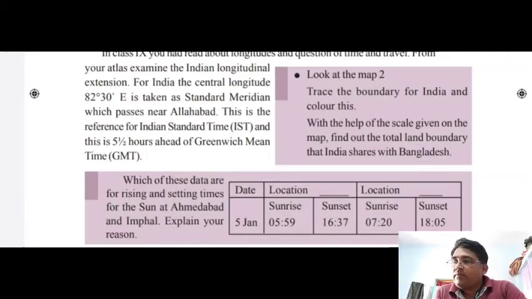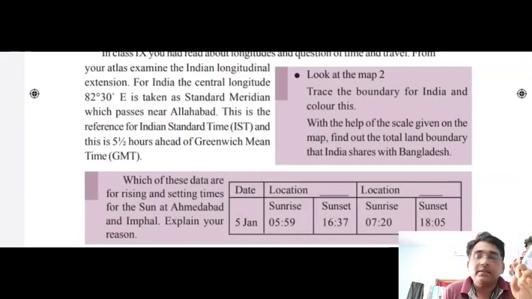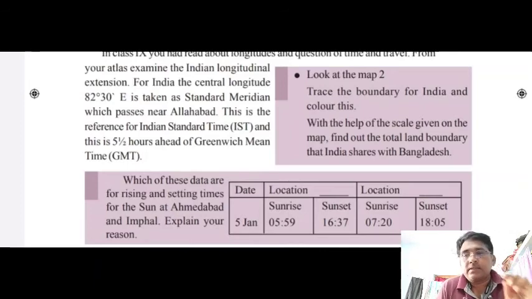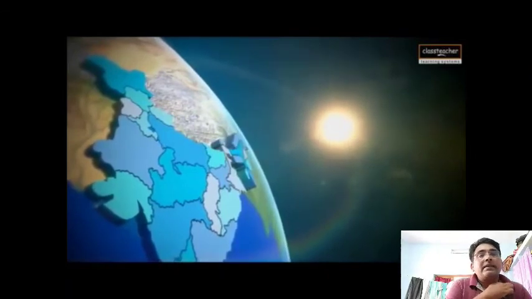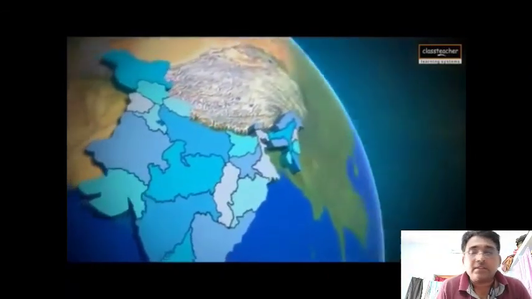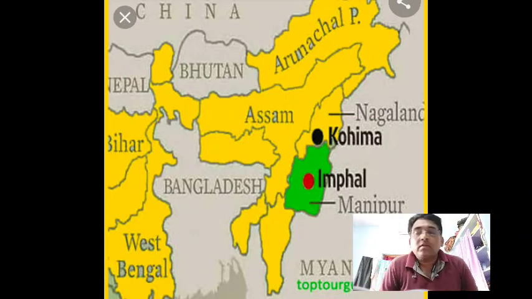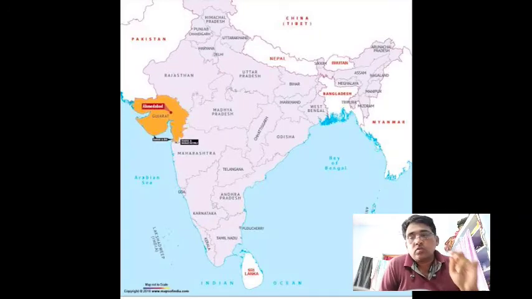The first timing shows sunrise at 5:59 a.m. and sunset at 16:37. And the second timing shows sunrise at 7:20 a.m. and sunset at 18:05. 18:05 means 6:05 in the evening. We discussed earlier that sunrise and sunset in eastern states happen earlier than in western states. Imphal is the eastern state. So the first timing belongs to Imphal and the second timing belongs to Ahmedabad.